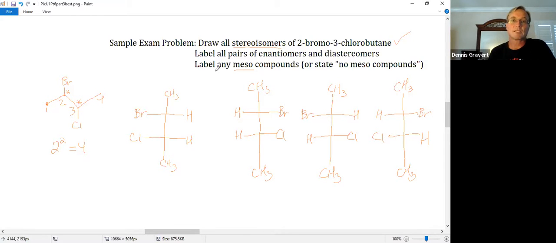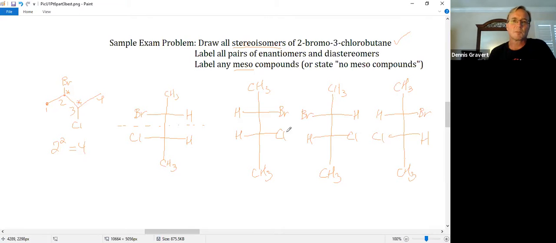Let's go down and answer the meso compound. Do we have any meso compounds? So attempt to split them in half. And you'll see that I got a hydrogen, I got a pair of halides, I got methyls. It looks pretty good, but no. Bromine's not the same as chlorine. This is not a meso compound.